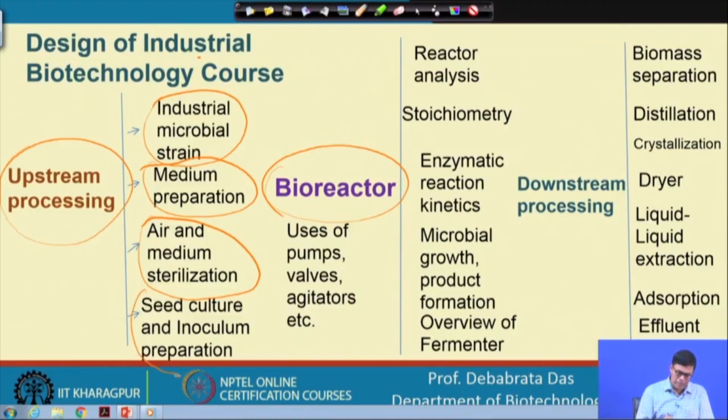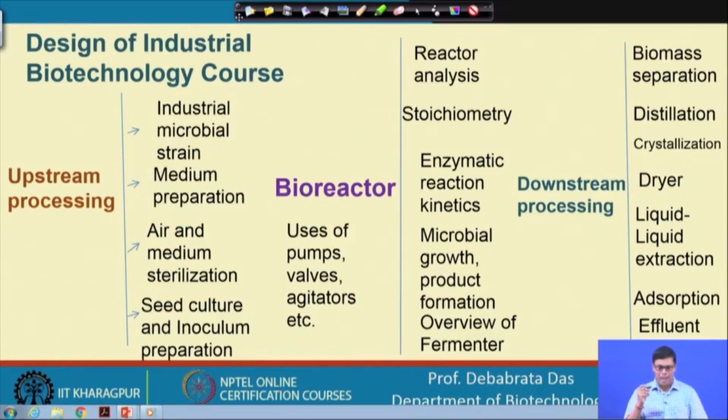Then seed culture and inoculum preparation also play a very important role. Why? Because when we discussed the life cycle of the cell, we came across the different phases of growth: the lag phase, the log phase, the stationary phase, and the death phase. Organisms are very active in the log phase, and whenever we prepare any kind of inoculum for the fermentation process, it should be between the mid log phase and the late log phase, just to ensure that your organisms are active. So these are the different upstream processing steps that we have.